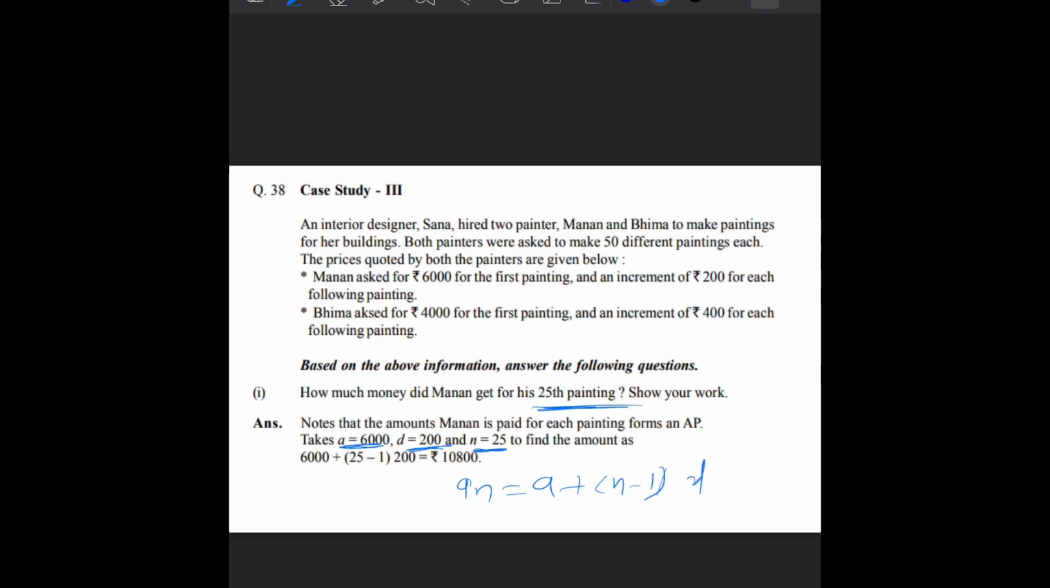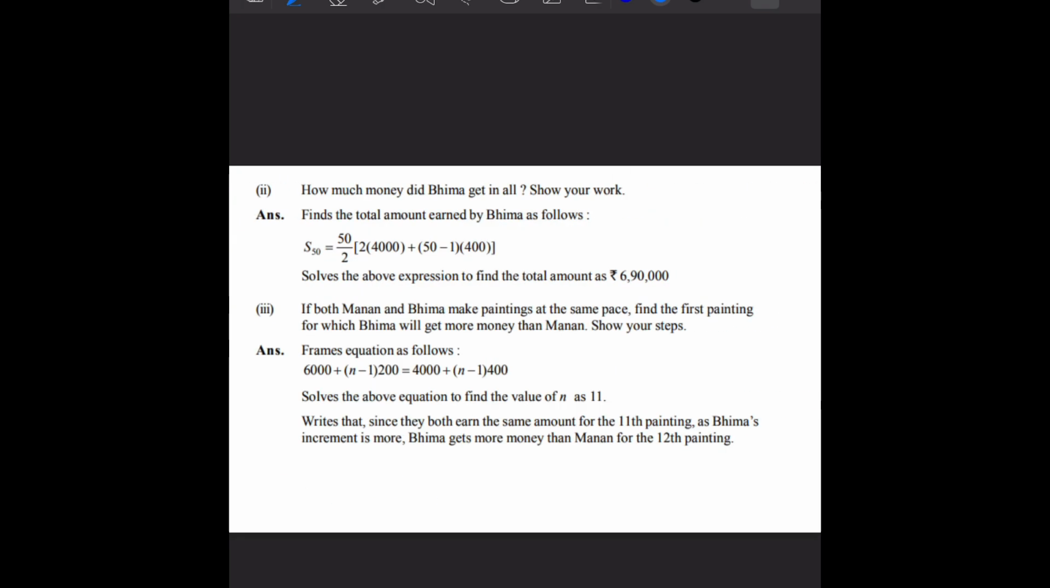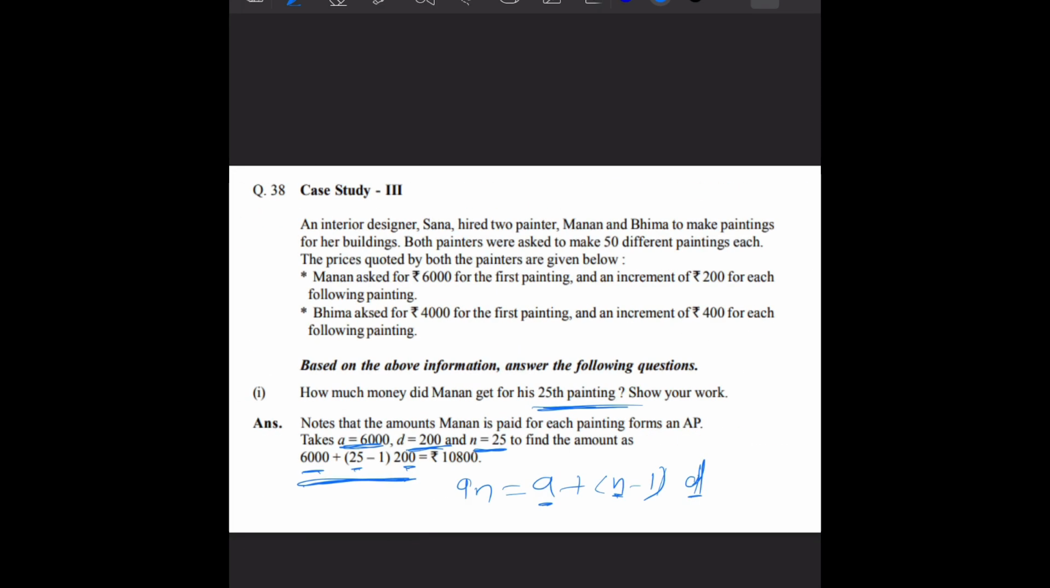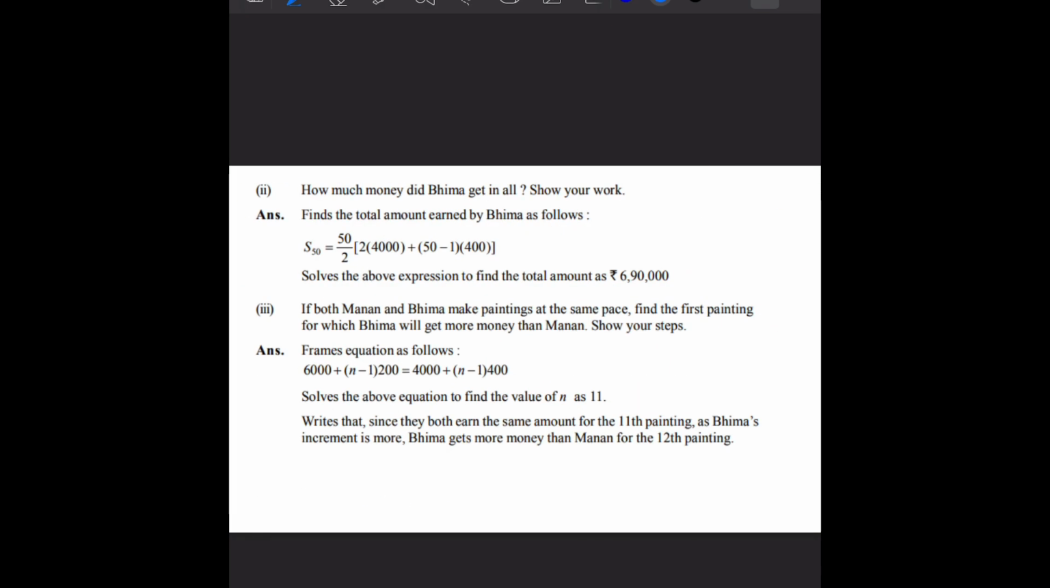We have A, we have n, we have d. By putting these values, you will get 10,800. Next, how much money did Bhima get in all? Bhima अगर 50 पेंटिंग्स बनाता है तो उसको टोटल पैसे कितने मिलेंगे?